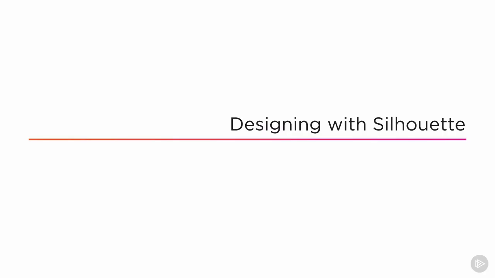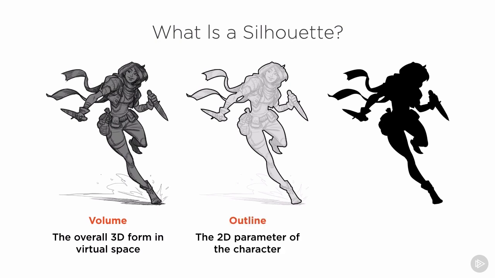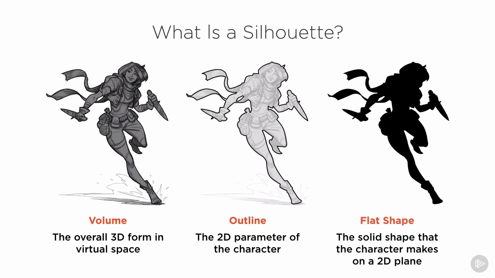So let's explore the purpose of designing with silhouette, and why it's so valuable to a great character design. First, let's clarify what I mean when I say the character's silhouette. A silhouette is the overall volume or shape that a character takes up in 3D space. In simple terms, and for our purposes as 2D concept artists, you can also think of the silhouette as the outline, or more specifically, the overall solid shape of that character.